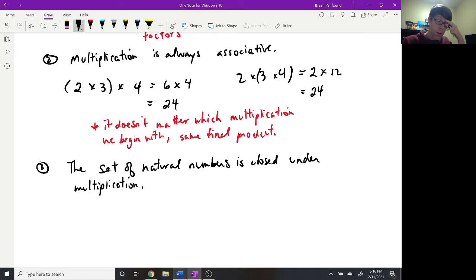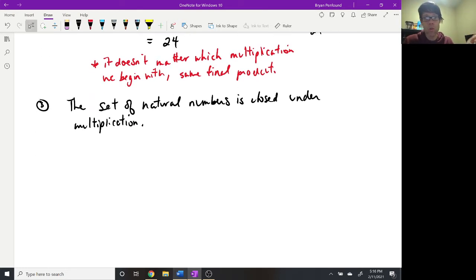So what does closure mean again? Just to refresh your memory on that, that means if we go into the set of natural numbers and we pick out any 2 of the elements in that set and do the operation, in this case multiplying them, I should also end up with a natural number as an end result.